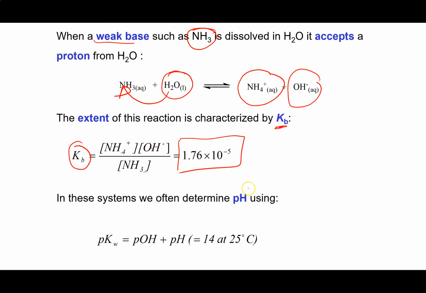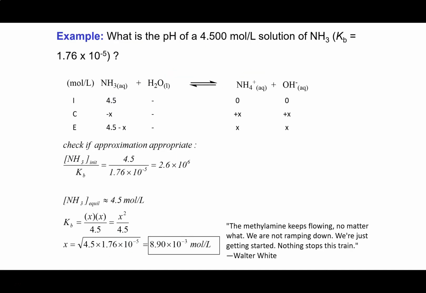The thing to keep in mind here is that we'll often be talking about pH, but what we really will be needing is hydroxide ion concentration, and we're going to take advantage of this relationship that pH plus pOH always gives us pKw, which is 14 at room temperature. So here's a great example. It says, what is the pH of a 4.5 mole per liter solution of ammonia? And then it gives you the Kb, 1.76 by 10 to the minus 5.